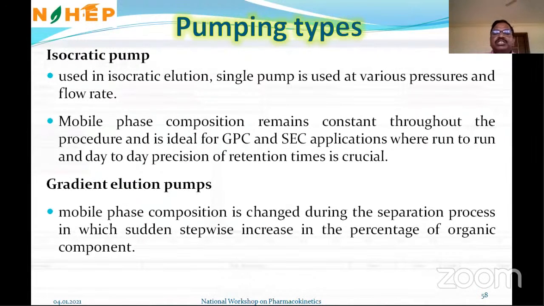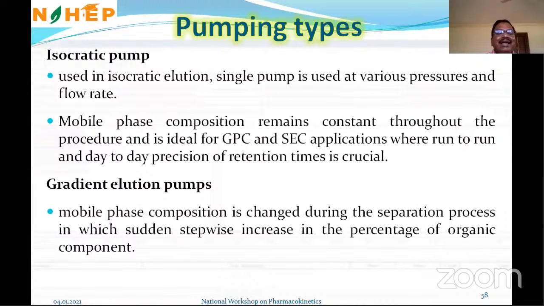Here, the mobile phase composition remains constant throughout the procedure and is ideal for gel permeation chromatography and size exclusion chromatography applications, where run to run and day to day precision of retention time is crucial. Here, only a single pump is used. The different solvents are mixed together and kept in a reservoir, and a single mobile phase is pumped throughout the run.